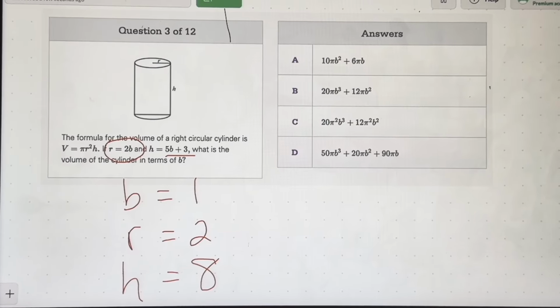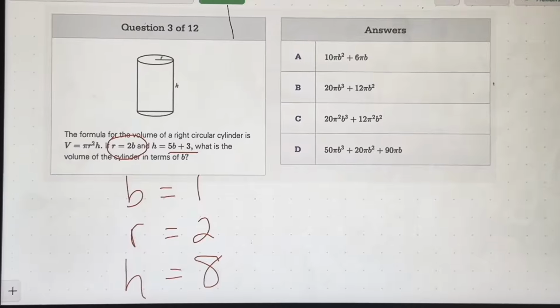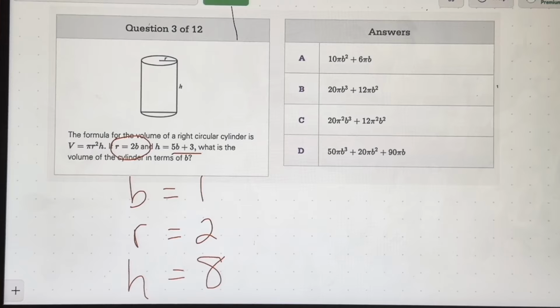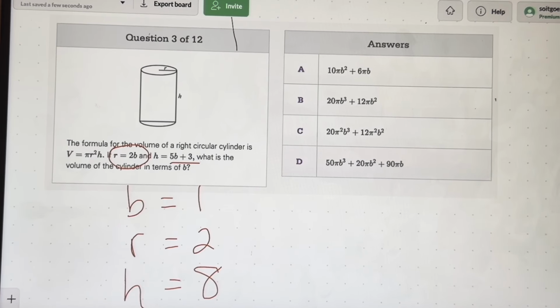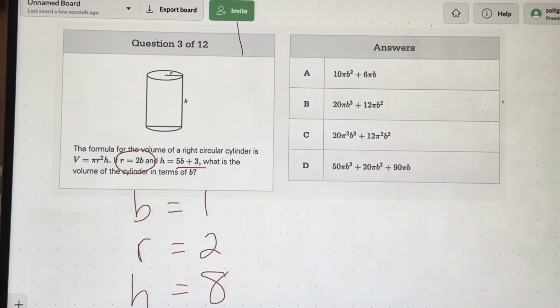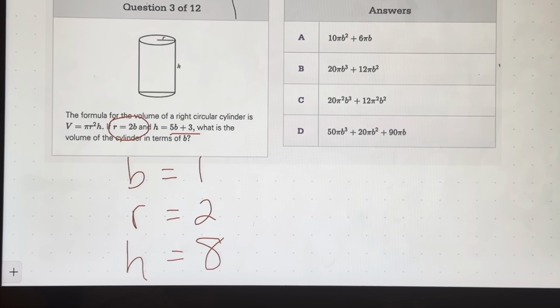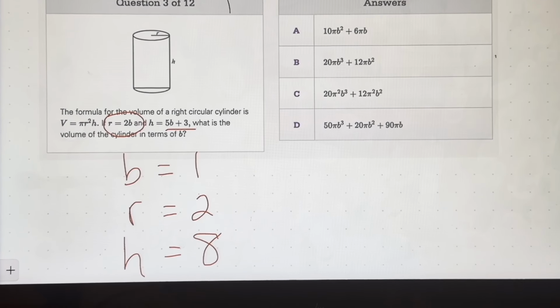When you're plugging in values, plug into the more complicated side. And then you're just doing arithmetic to solve for the side that's isolated. Okay. Does that make some sense? That's it. Okay. So when B is 1, R is 2, and H is 8.